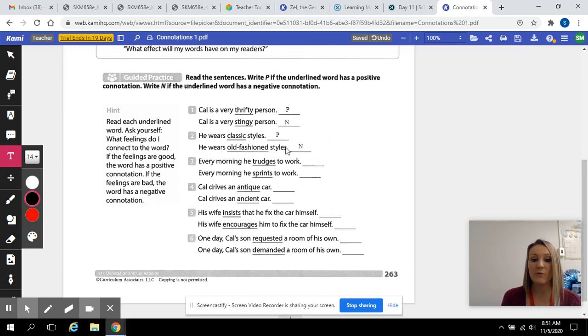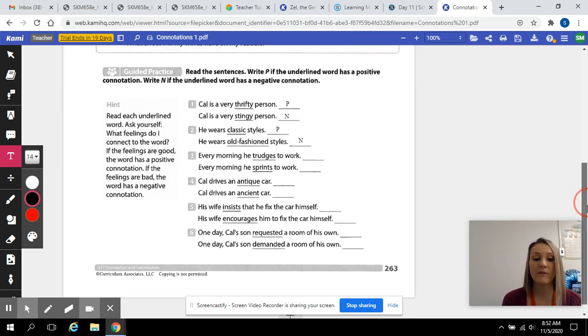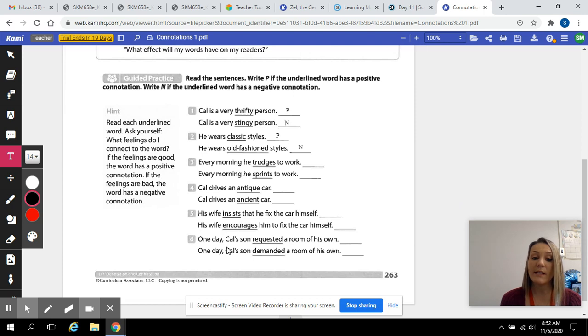Same thing for the rest of these. You're just going to keep doing that, positive or negative. Every morning he trudges to work. Every morning he sprints to work. Cal drives an antique car. Cal drives an ancient car. His wife insists that he fix the car himself. His wife encourages him to fix the car himself. And lastly, one day Cal's son requested a room of his own. One day Cal's son demanded a room of his own.